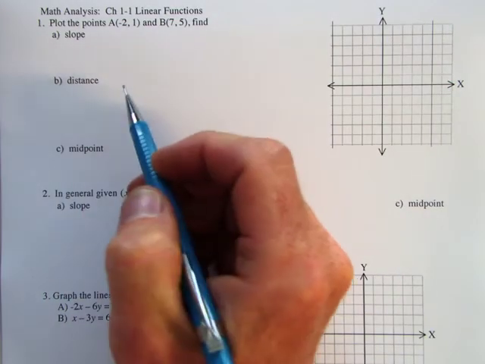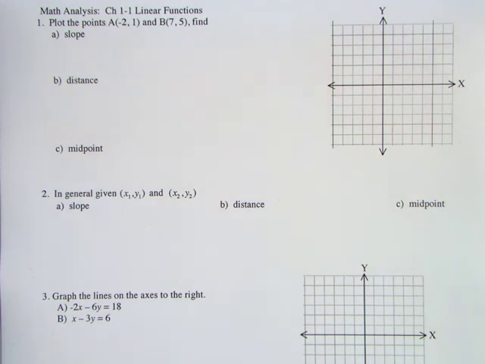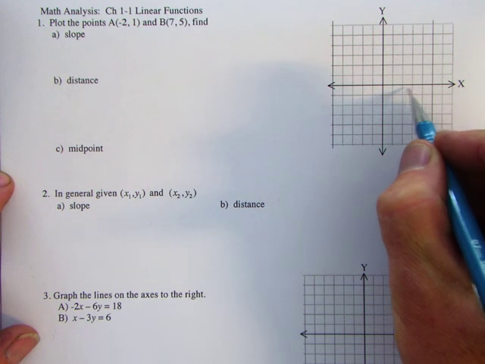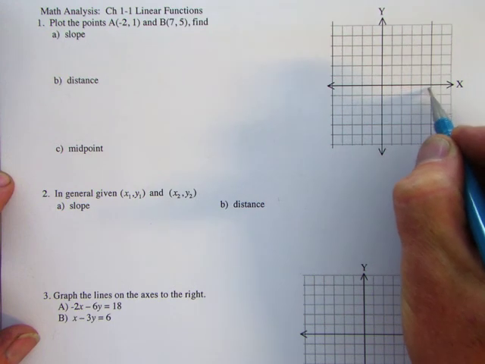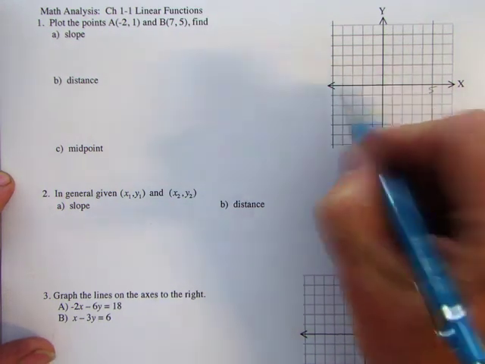Alright, we're going to start off by doing some review of linear functions. We're going to start off by saying, let's plot the points. A is negative 2, 1, B is 7, 5. Now one thing I'm a stickler on is labeling your scale, and that doesn't just mean label 1, it means label at least every 5. You can label every 2, every 3, every 4, every 5. I do not want to see you label every single one, and we're going to go all the way around.